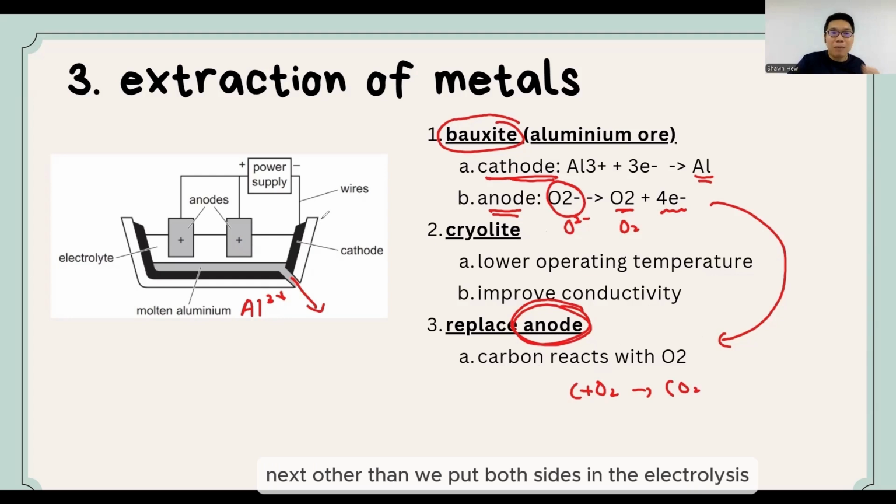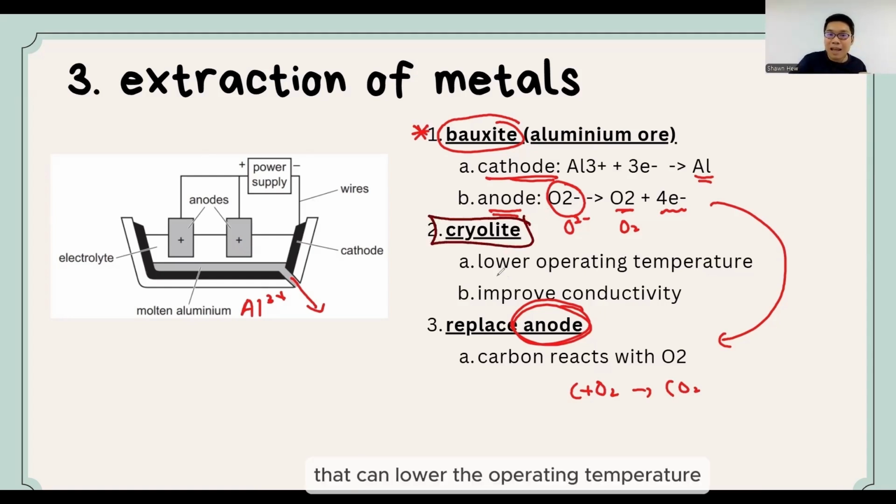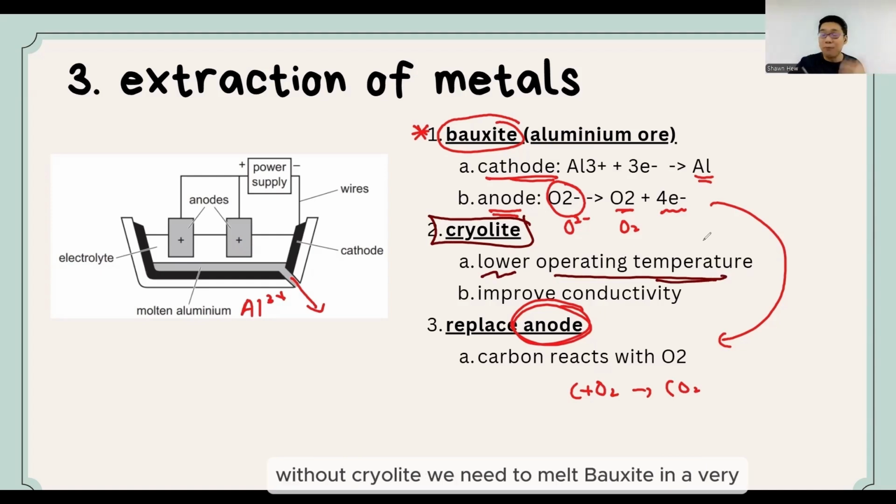Next, other than putting bauxite in the electrolysis, we also put one more thing called cryolite. Cryolite is actually a substance that can lower the operating temperature. Without cryolite, we need to melt bauxite at a very, very high temperature. If we put cryolite inside, then the temperature can reduce. So this is the first reason we add cryolite.